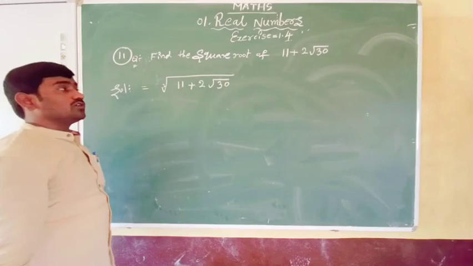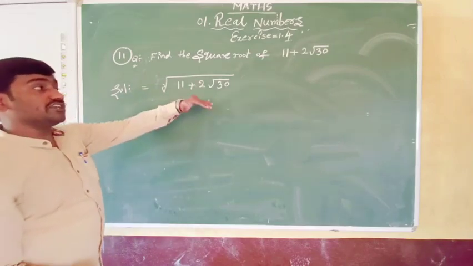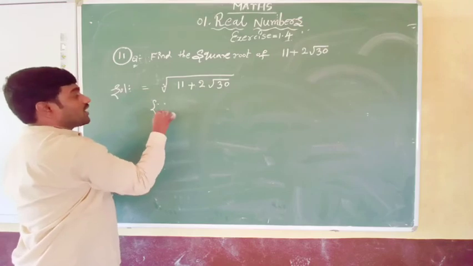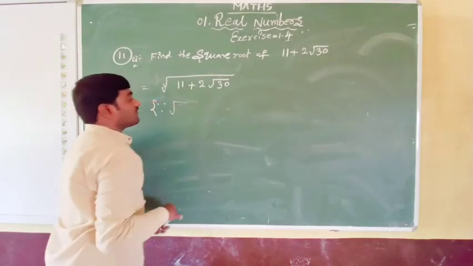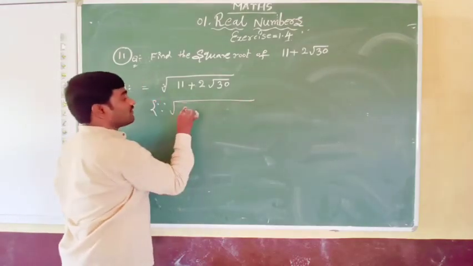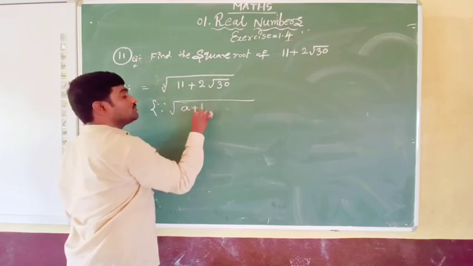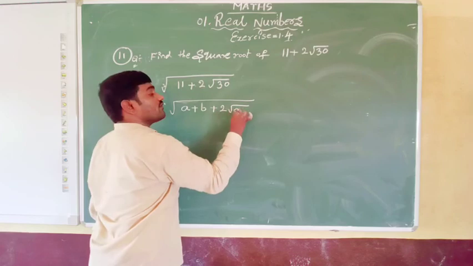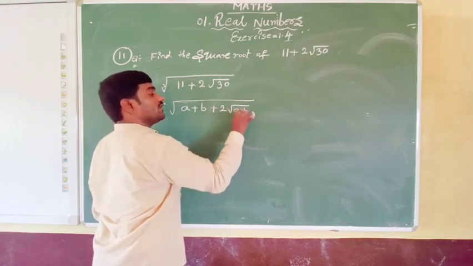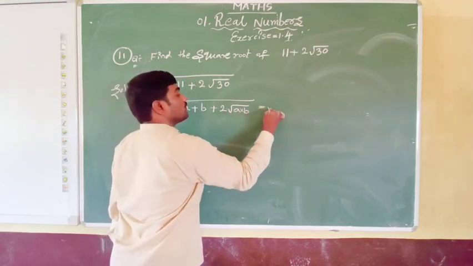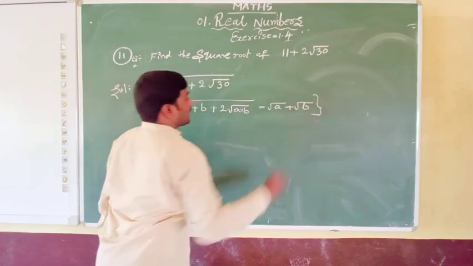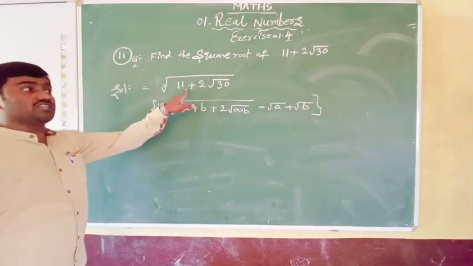30. So what we need to do is see here, this we need to change into one formula form. What is the formula? We need to remember that the formula is square root of a plus b plus 2 under root of ab, or a into b, is equal to root a plus root b. This is the formula actually. In this form we need to change this.